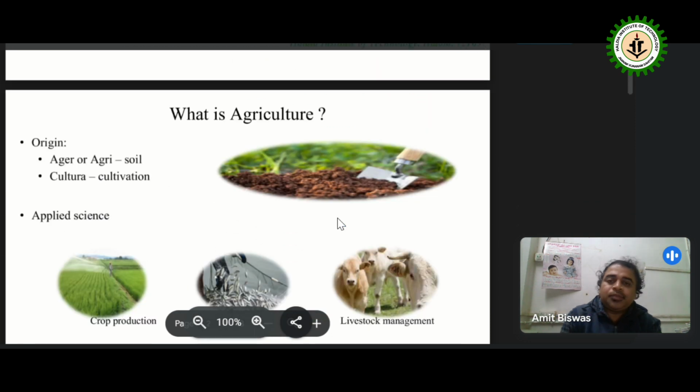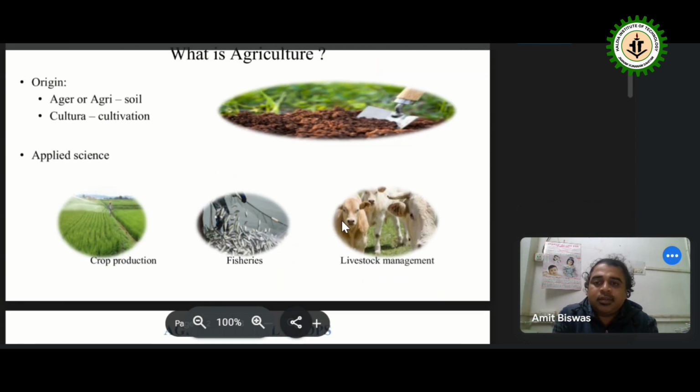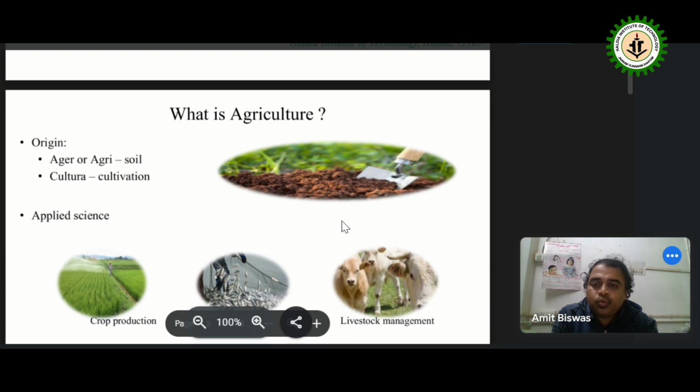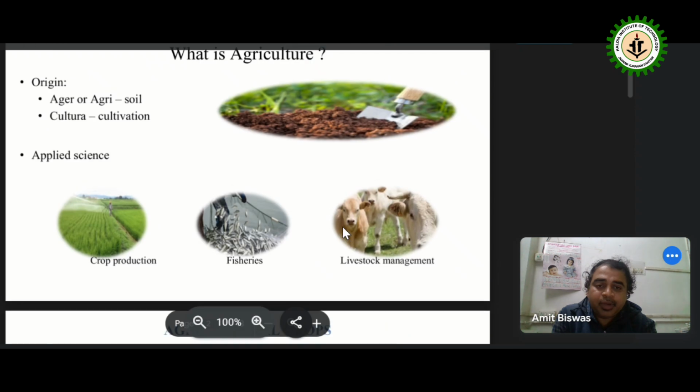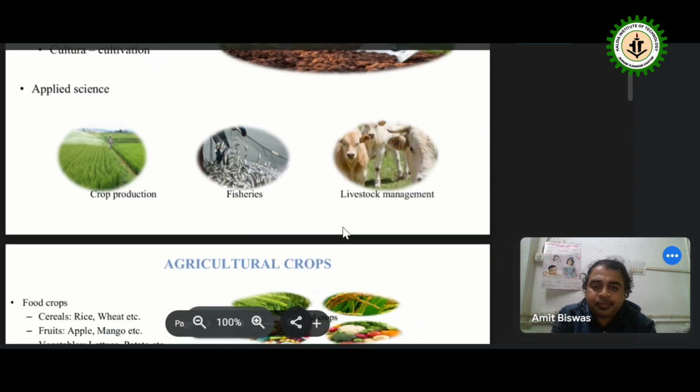So now at first we have to know what agriculture is. It originates from two words. One is agar or agri, that means soil, and another one is cultura, that is cultivation. So in combination it is agriculture. It is basically an applied science. It covers all the crop production, fisheries, livestock management, and soil preparation, etc.